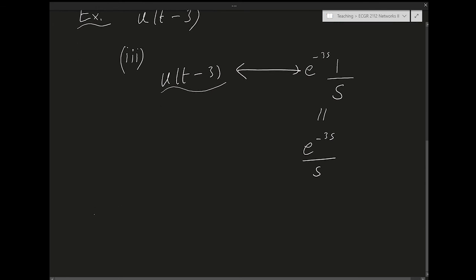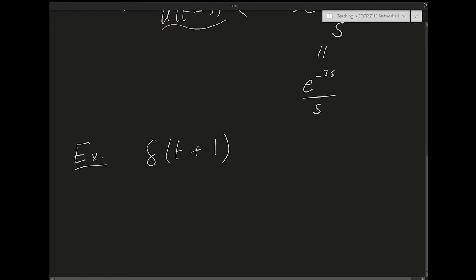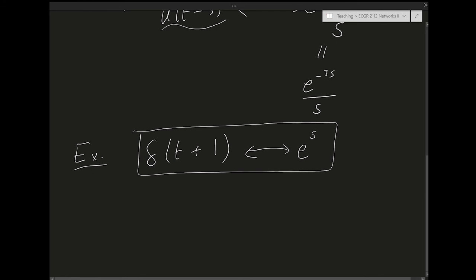Another example, if we have, let's say, delta of t plus 1, we translate the delta, right? That would transform to what? Well, the delta is 1, but this is shifted, so it needs to be multiplied by e to the 1s, so this is going to be e to the s. So this transforms this way. Okay, so we can transform the delta and the u and any time-shifted version of them.